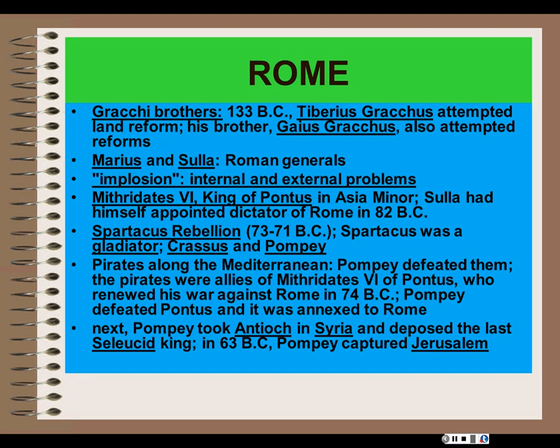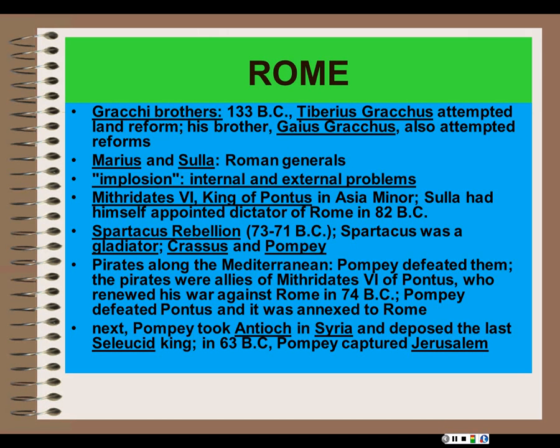Implosion: internal and external problems were occurring. The internal problems are clear. We said 10 big, giant internal problems. But now let's talk a little bit about the external problems. And one of those was dealing with Mithridates VI, king of Pontus and Asia Minor. And Mithridates VI did not want the Romans in Asia. He wanted to evict them from Asia.